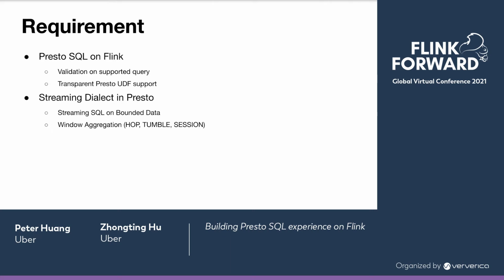Also, when we look at the streaming dialect, basically we are talking about window aggregation functions like hop window and tumble window. Presto doesn't support them because Presto SQL was originally designed for interactive and batch queries. So we need to find some way to support these window aggregation functions, in order to make a lot of SQL easily run in Flink. Next slide, please.